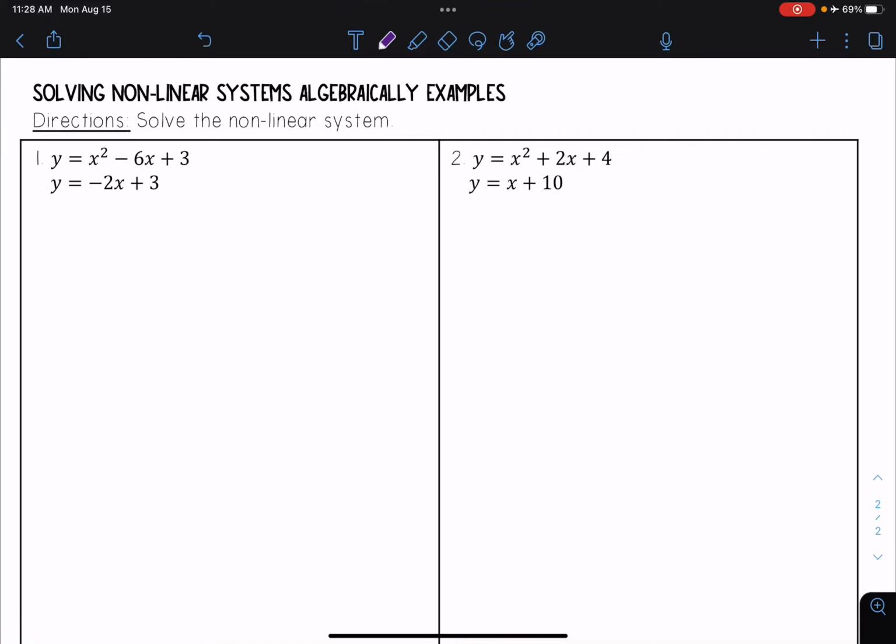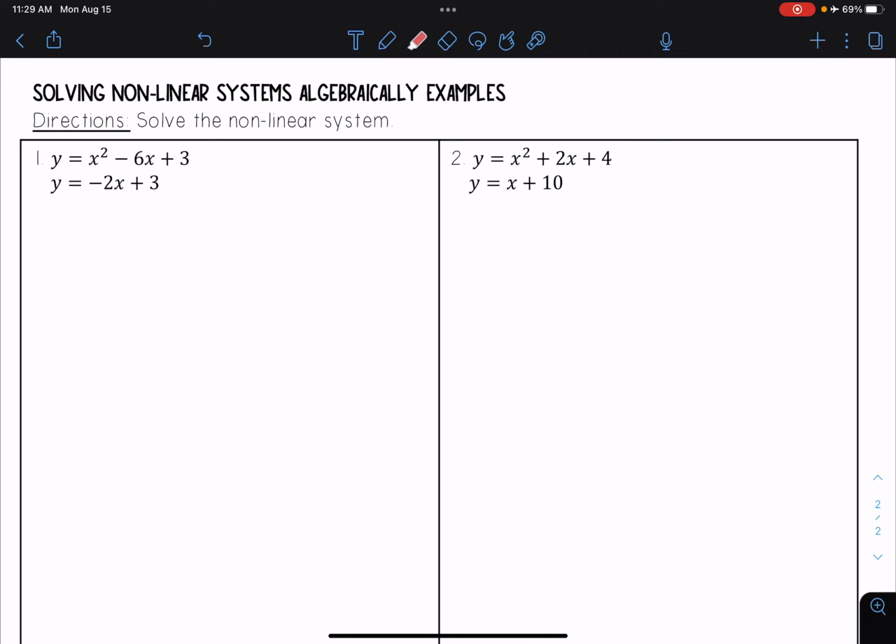In this video, we're going to be looking at solving nonlinear systems algebraically. In this video, we're going to be looking at a quadratic / linear system. So number one, I want to solve this system. I have y equals x squared minus 6x plus 3 and y equals negative 2x plus 3. And I want to solve this.